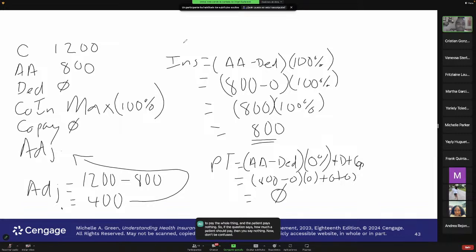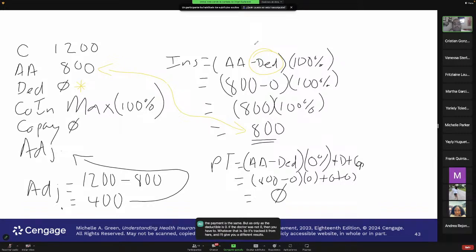Now, don't be confused and think that just because it says 100%, you don't have to calculate anything. It's $800 only if the deductible is 0. If the deductible is not 0, then it won't be the exact number as the allowed amount. In this specific example, I'll do this in different colors just for fun. The allowed amount and the payment are the same, but only as long as the deductible is 0. If the deductible is not 0, then whatever that deductible is, subtract it from here, and that will give you a different result.